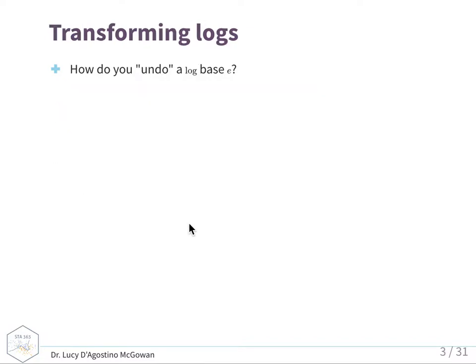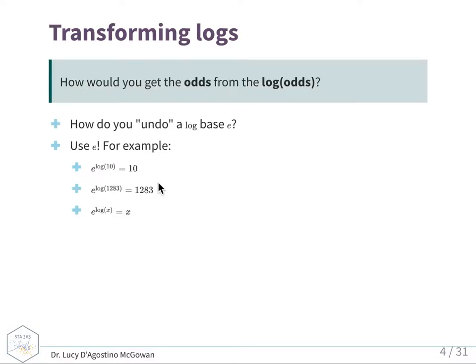So transforming the logs, how do you undo a log in base e? You use e. So for example, e to the log of 10 is equal to 10. e to the log of 1,283 is equal to 1,283. e to the log of x is equal to x.